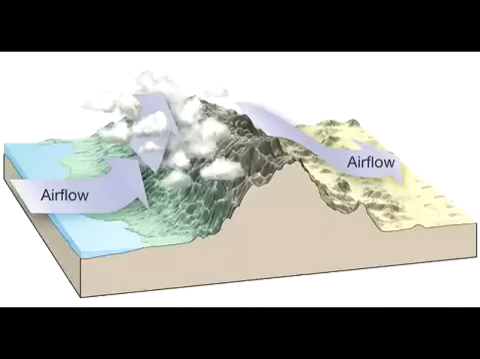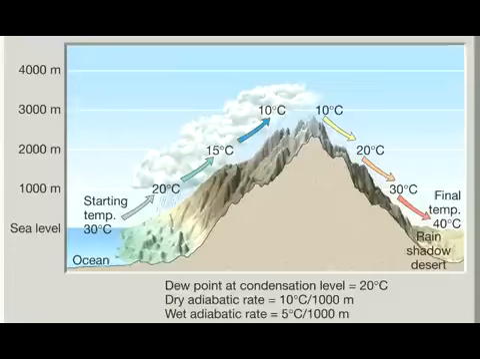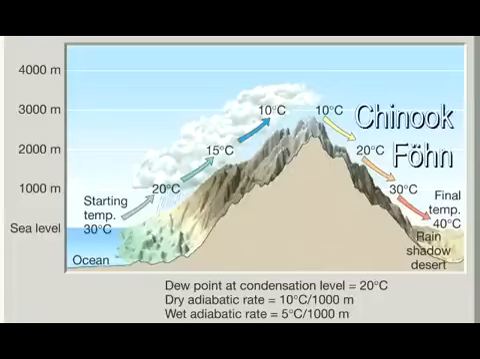The rising air on the windward side of the mountain range cools first dry adiabatically and later wet adiabatically. The sinking air on the leeward side of the mountain range warms only dry adiabatically. The results are warm downslope winds on the leeward side, such as the Chinook winds in the Rocky Mountains or the Föhn winds in the Alps.